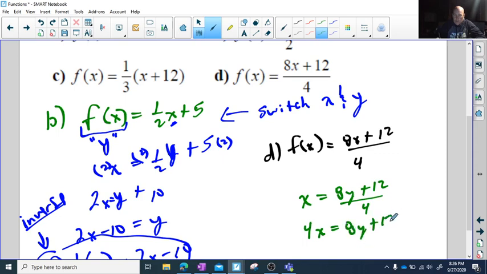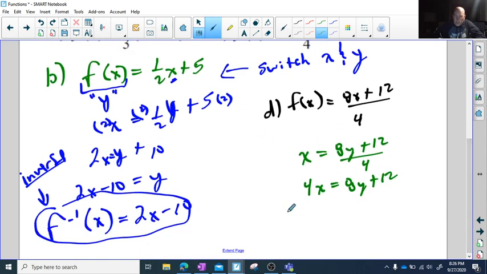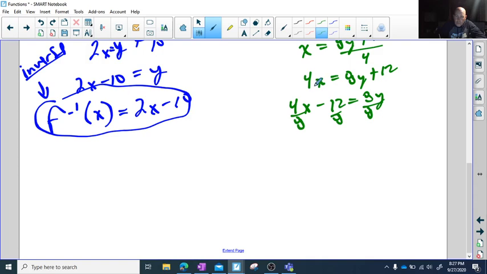4x is 8y plus 12. Subtract 12 from both sides. And now to isolate the y, we're going to divide each term by 8. And that gets us 2. So y equals 1/2 of x. 12 over 8 would be 3 over 2.